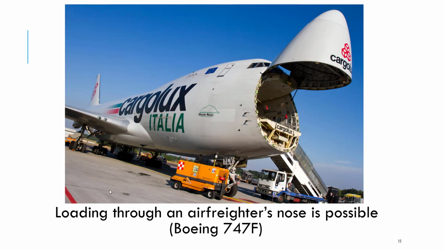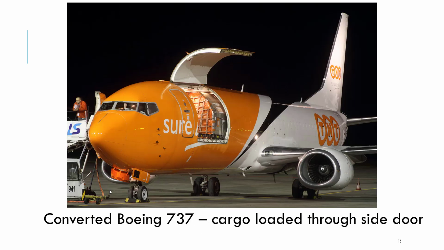Here's a Boeing 747F. You can load freight through its nose. So the nose lifts up and then you can load stuff in that way. Or other aircraft you can also do that with.